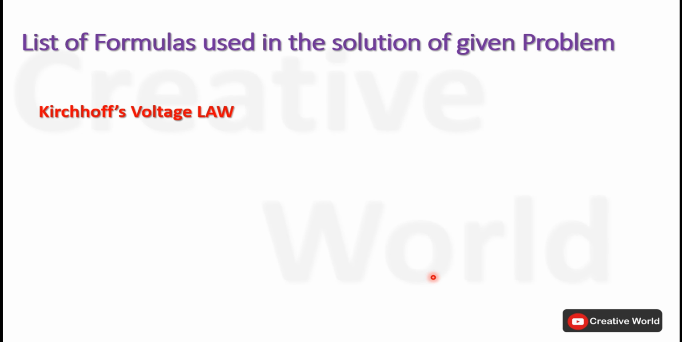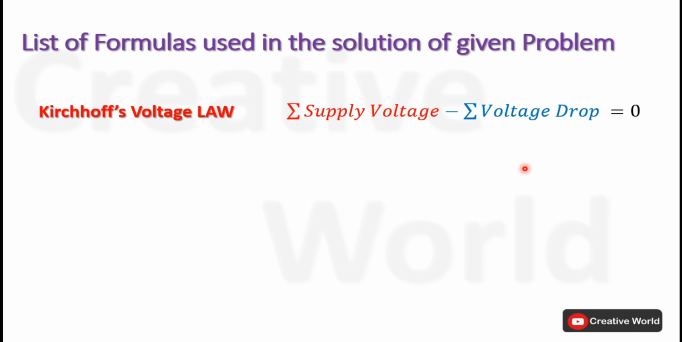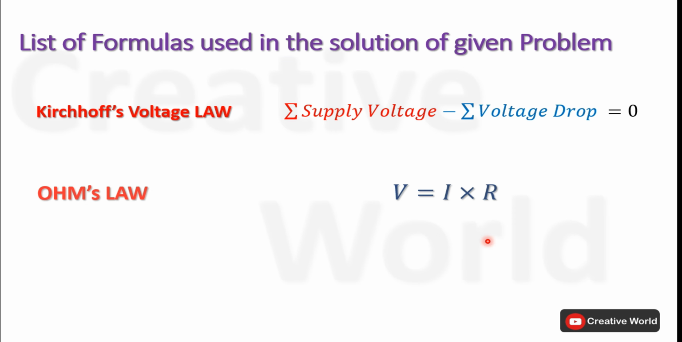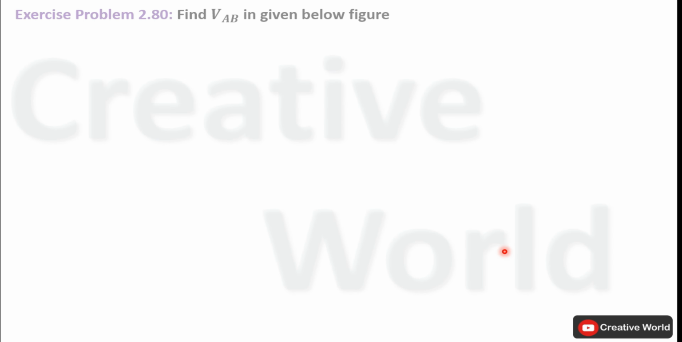According to this law, the cumulative supplied and dropped voltage across circuit elements in a closed loop is always equal to 0. We will also be using Ohm's law. According to Ohm's law, the voltage across any resistance R is always equal to the product of the current through this resistance and the value of the resistance itself. Now let's move towards the problem.